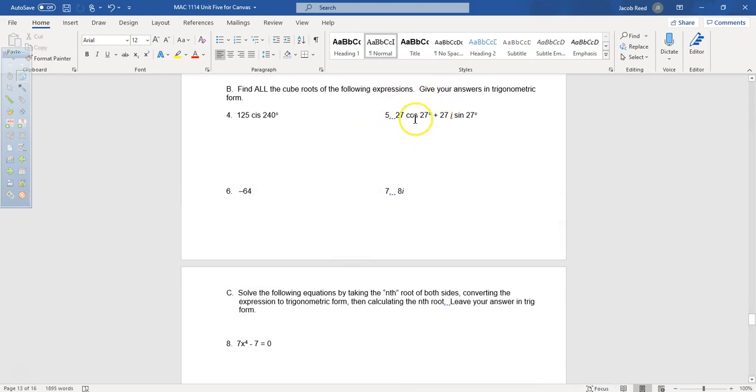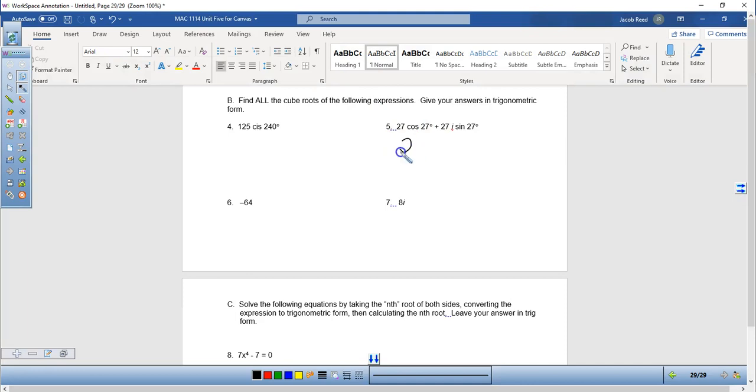All right, so as I said, 5 and 7 are going to be your you-try problems. I'm going to go ahead and condense this as 27 cosine plus i sine of 27. Okay, just so that's condensed. All right, so you try 5 and 7, pause the video, work them out, and then come back for the answer.